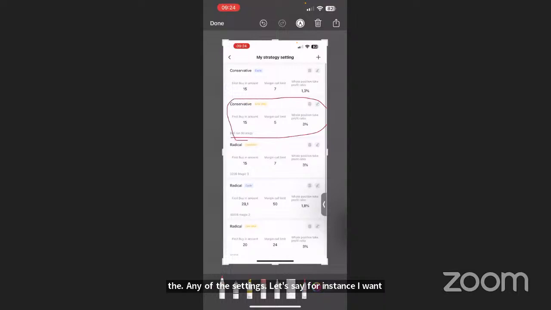Let's say, for instance, I want to use the bull run strategy. So it's always good to label your strategy, so picking it won't be difficult for you. Because I have 7 here, how do I know which strategy is which? So I have the bull run strategy.